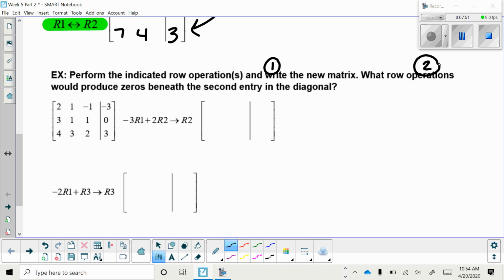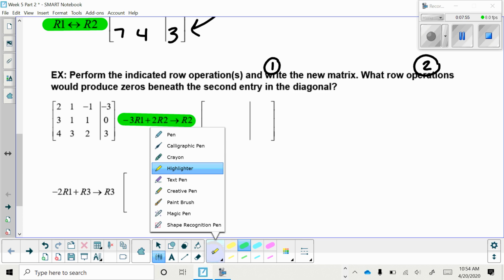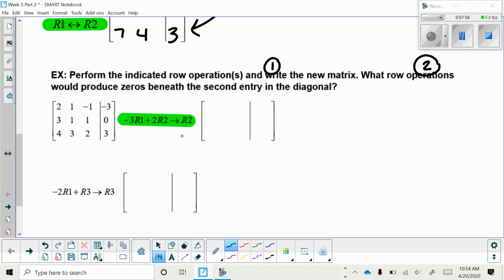Perform the indicated row operations. Well, okay. Here are the indicated row operations. Think about what that's telling you to do. It's probably clear that it's telling you to take -3 times everything in row 1, 2 times everything in row 2, and add those things together. That's fine. But what is it telling you to do with that information? Once you add them, once you do all of this, that becomes your new row 2.